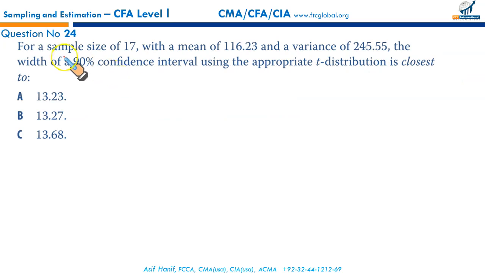Next, for a sample size of 17 with a mean of 116.23 and a variance of 245.55, the width of a 90% confidence interval using the appropriate t-distribution is closest to. Fairly straightforward. We know what to do. Confidence interval is equal to point estimate plus minus t alpha by 2 times s upon square root of n. We just need to plug in the right numbers. Do we have them? Yes, we have the mean 116.23, t alpha by 2.